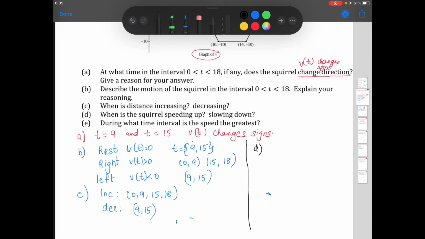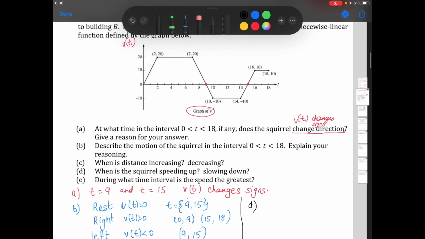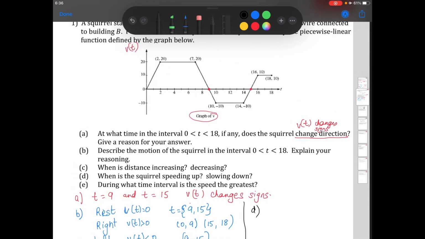So this one. When is the squirrel speeding up, slowing down? Whenever we talk about speeding up and slowing down, we are making a comparison between our acceleration and our velocity. So let's go up to the graph and trace it over each interval and find out what's happening to my velocity and acceleration.